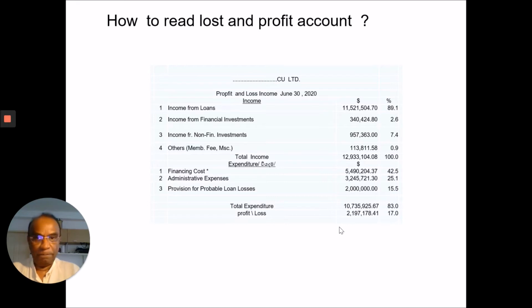So you have to compete. So this is how I try to make you understand. Let's take a fairly good one. So this is income from the loan. That means interest earned by the cooperative society from their portfolio.